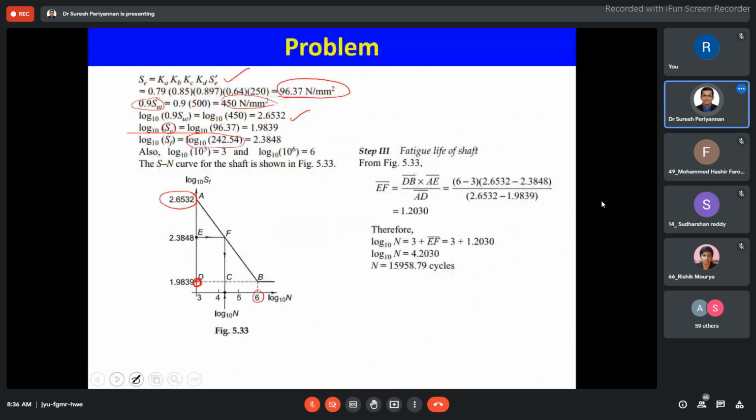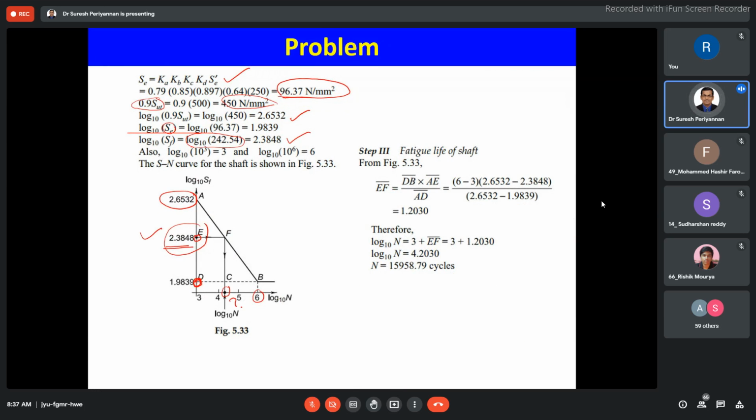Hence, I am now considering my actual working condition. I converted 242.54 Newton per mm square into log scale. In the earlier problem, we didn't know this stress amplitude, but in this problem we know it. We would like to find out the total life of the shaft.